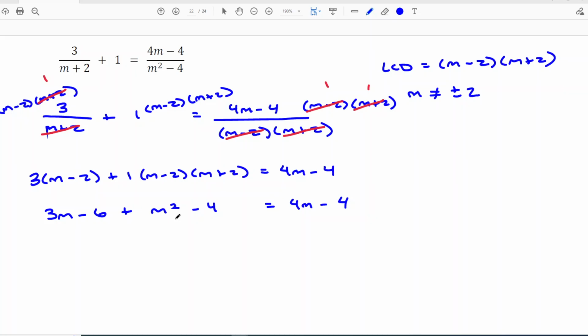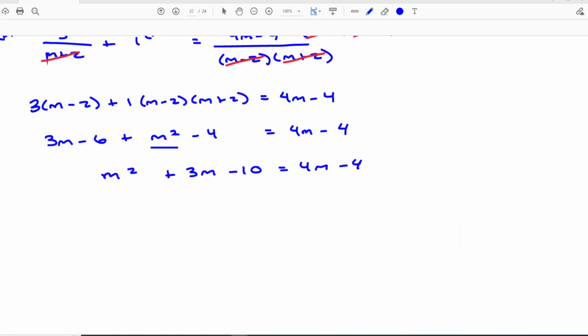Then I have to recognize what type of equation am I left with? Well, I have a squared, so I'm thinking this is going to be quadratic. So I'm going to simplify a little bit further. I'm going to get m squared plus 3m minus 10 is equal to 4m minus 4, and then I'm going to make it equal to 0. So I'm going to minus the 4m, and I'm going to add the 4. That's going to leave me with m squared minus m minus 6 is equal to 0. It's a bit of a trend here.